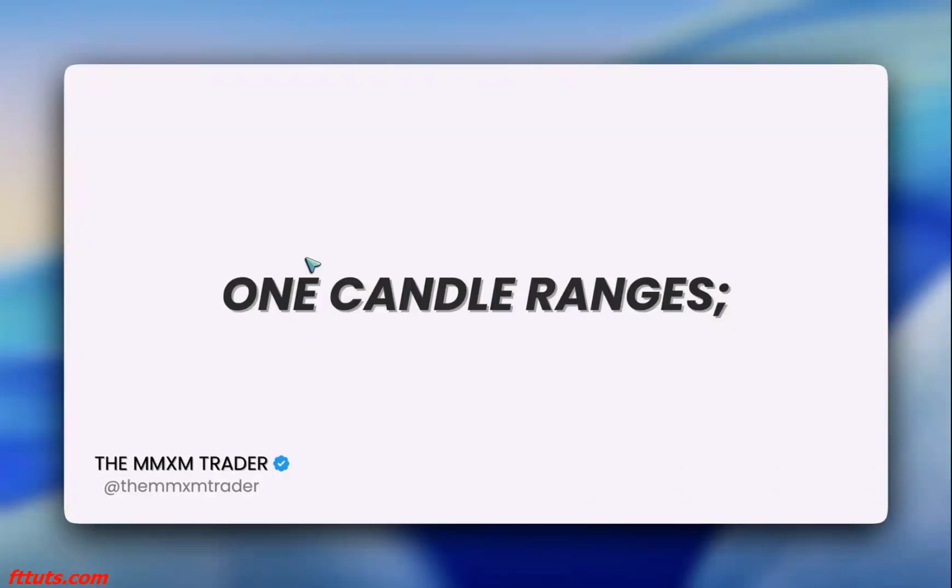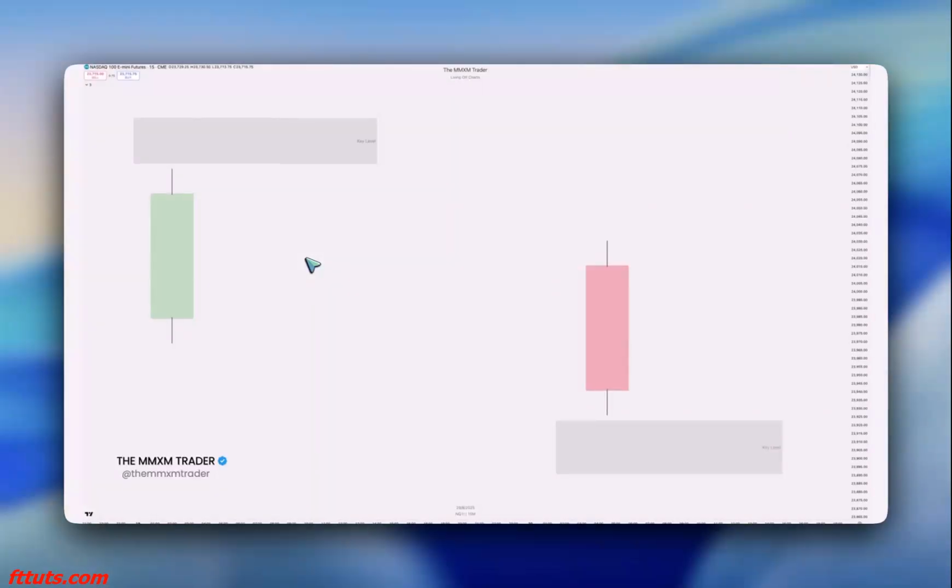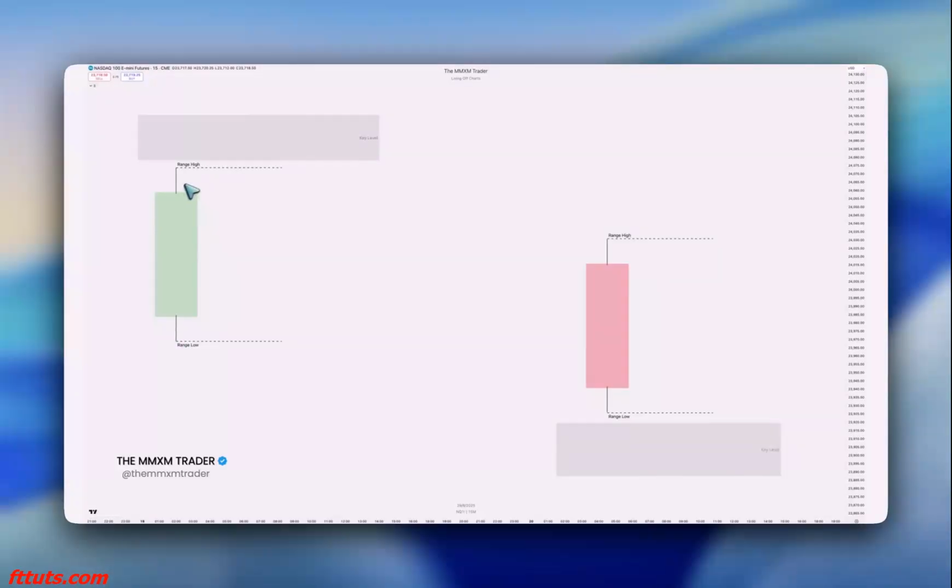We also have one candle ranges, right? So when we have a key level, and we're looking at one candle, this could be a daily or weekly chart. This can also help you frame a higher time frame bias. This one candle, this is the range high, this is the range low.